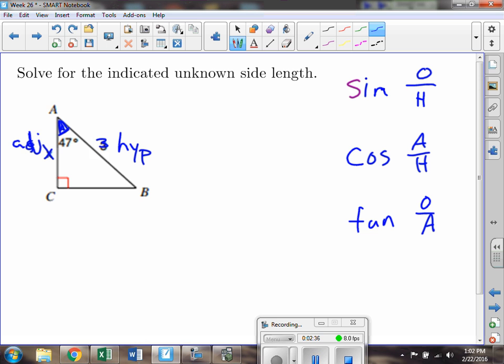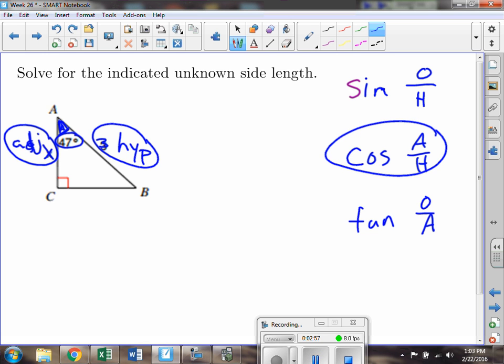Recognizing that this picture is using adjacent and using hypotenuse based on the angle, we have to look at the information and say which one of the ratios can we set up. Does adjacent and hypotenuse set up sine, cosine, or tangent? Cosine. It's cosine. So we will use cosine as the foundation for our equation. The cosine of the angle is equal to adjacent over hypotenuse. Absolutely. That's x over 3.